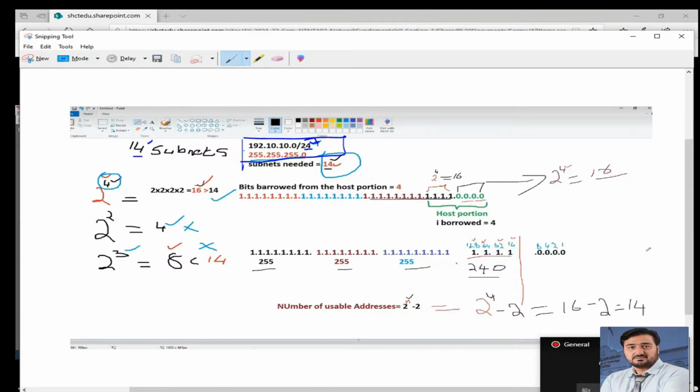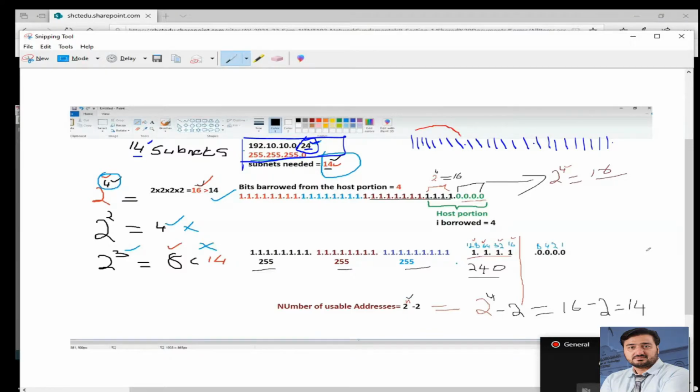No, this 24. This 24 means 24 bits for the network. So how many bits for the network? If it is /24, it is 24 bits for the network. 1, 2, 3, up to 24. So these 24 bits are for the network: 8 bits, then 8, then 8. So 24 bits for the network.